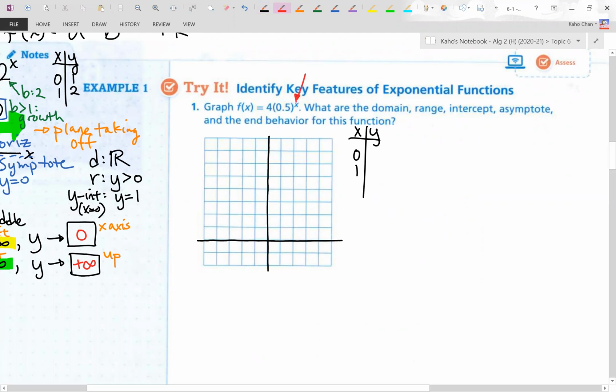Okay. 0.5 to the 0 power is 1. 4 times 1 is 4. Okay. 0.5 to the first power is 0.5. 0.5 times 4 is 2. I'm going to plot those 2 points, 0, 4 and 1, 2. And what you saw from Desmos a few moments ago, it's a graph that looks like this. It's the decay function going from left to right.